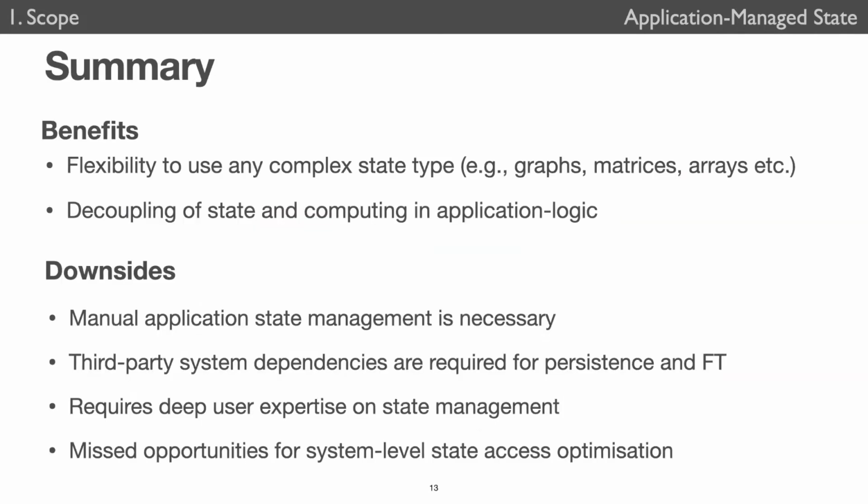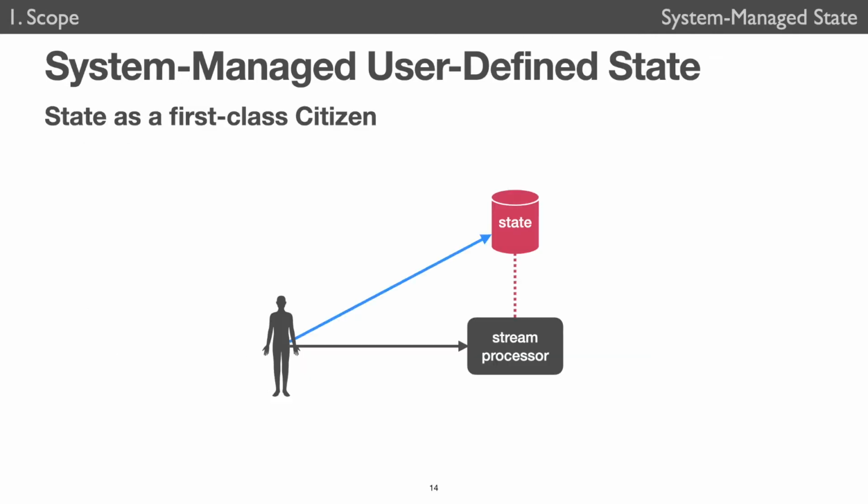In summary, application-managed state is pretty flexible and it gives users a lot of freedom. However, there's no real state management needed from the system side. That means that the user should reason about scalability, processing guarantees, and all required third-party system dependencies. As to the state of the art in stream state management, that's user-defined state that is actually managed by the system.